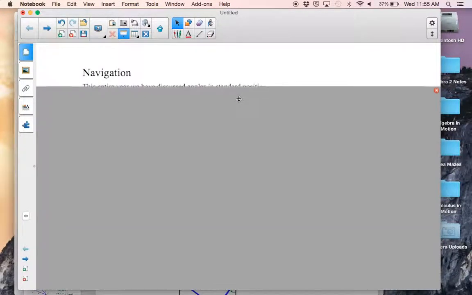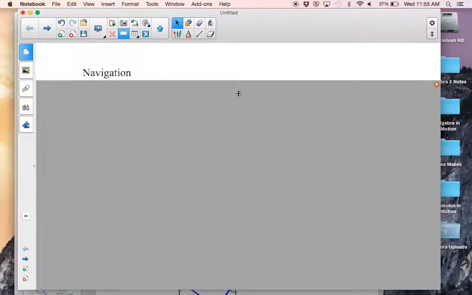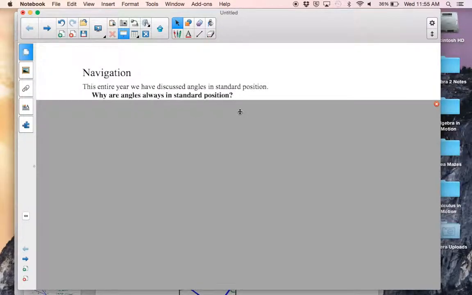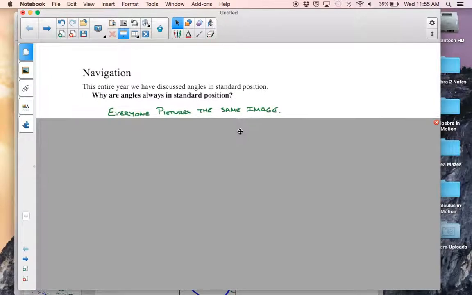So today we're discussing navigation, and you're going to be using navigation when you do your project on the Bermuda Triangle that you all are going to start today in class. So first thing, all year long we've been talking about angles in standard position. We talk about them in standard position so that everybody can think about them in the same way. So why are angles always in standard position? So everybody pictures that same image.